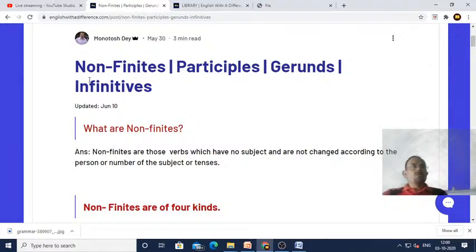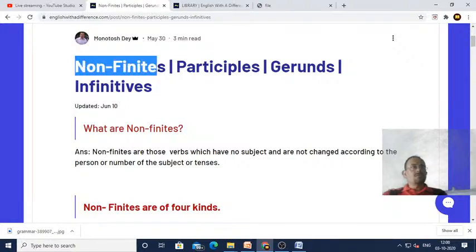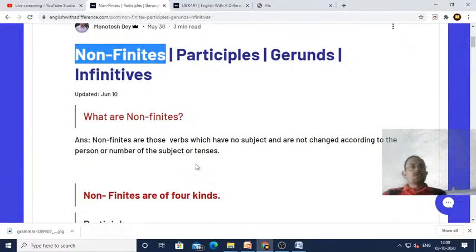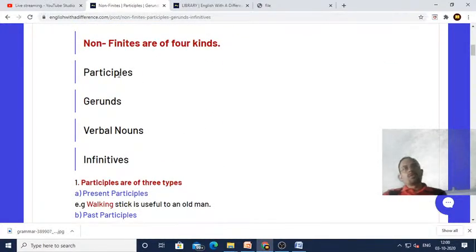Now let us know what are the different kinds of non-finites, how many different types of non-finites there are. You can see here there are 4 types of non-finites. One is participles, next is gerunds, then verbal nouns, and then infinitives. Now dear students, today we shall focus on the first type of non-finites, which is participles.